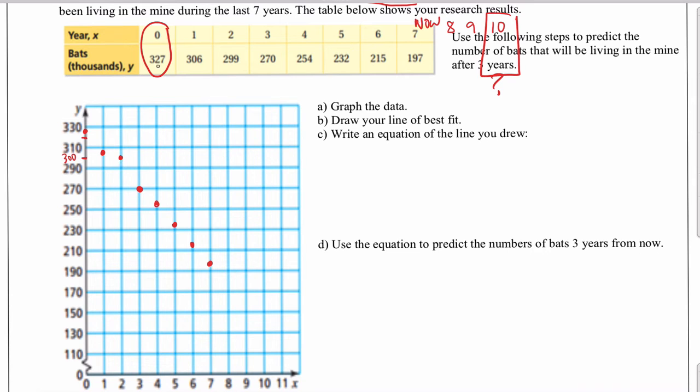Well, that makes sense. This dropped 21 bats. This only dropped 7 bats. So this was unusual that there weren't a lot of bats lost, so this one is a little off of the line. And that's what makes this a scatter plot. It's not necessarily going to make a perfectly straight line.